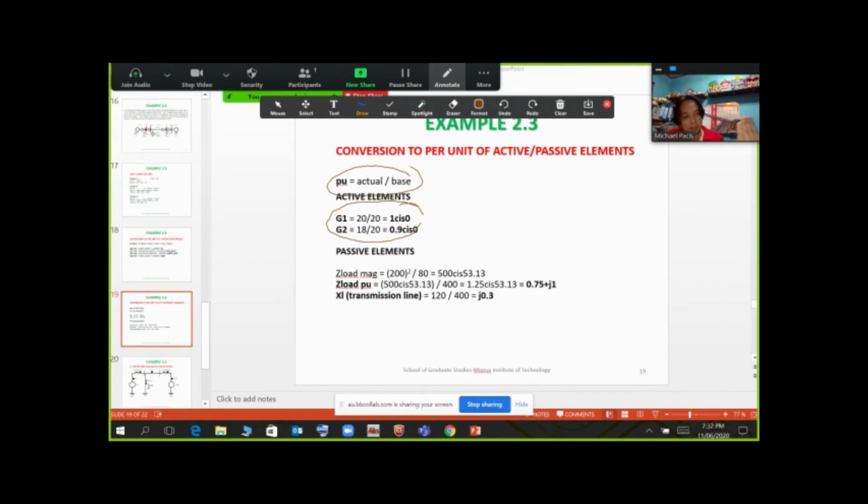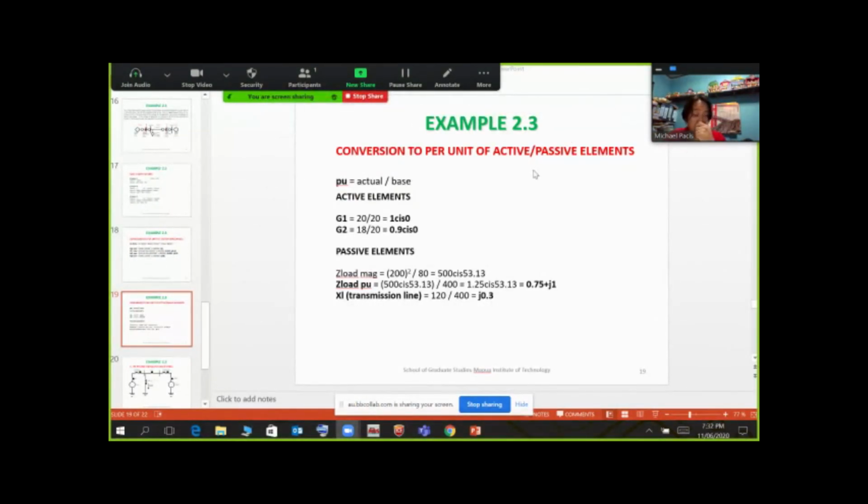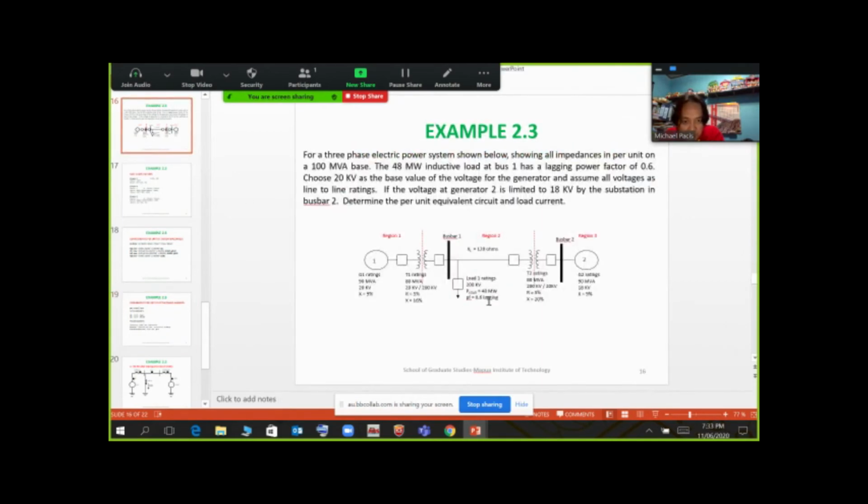So again, what is an active and passive element? Active means sources. Passive means loads and transmission lines, any equipment that is absorbing electrical energy. Now, as you can see here, this is your load magnitude, ZMAG. We have that one in terms of the given here. So you have the parameter here.